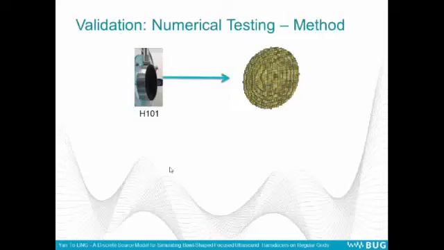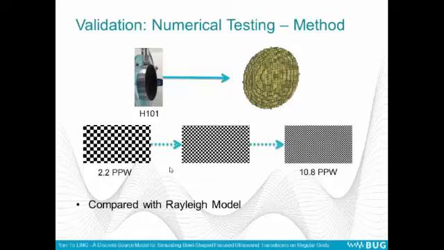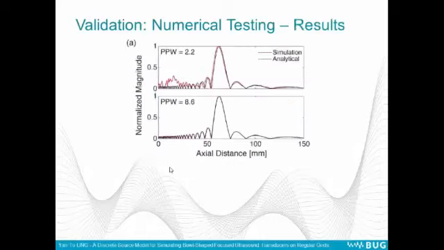So now we have the model and we want to validate it. First of all, I'm going to talk about numerical testing. We took the geometries of the H101 transducer from Sonic Concepts and we put it into our model for a number of resolutions from 2.2 points per wavelength to 10.8 points per wavelength. And we run the simulation and we compare the resultant pressure field to the Rayleigh model, which is an analytical model. So this is the result for the numerical testing.